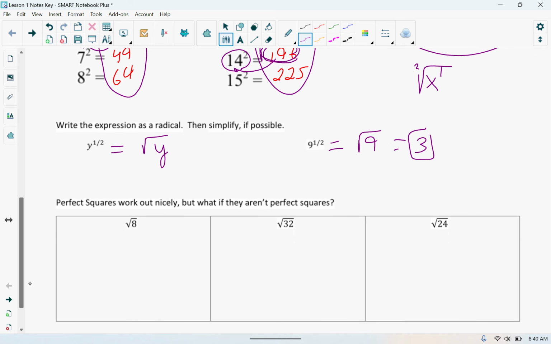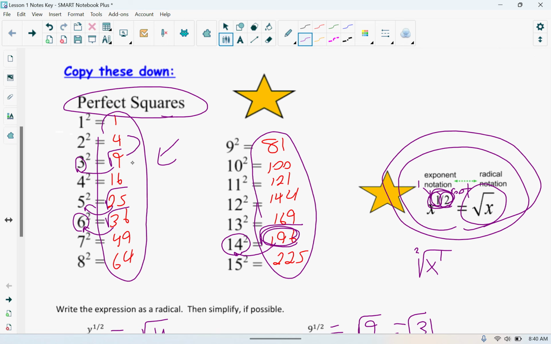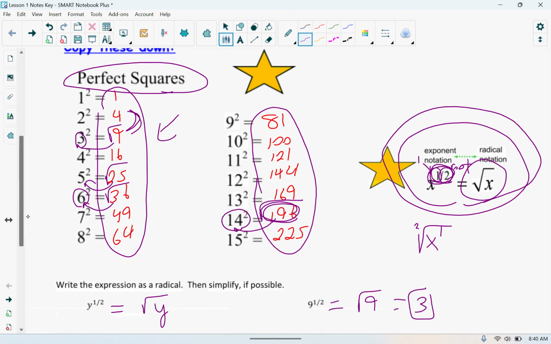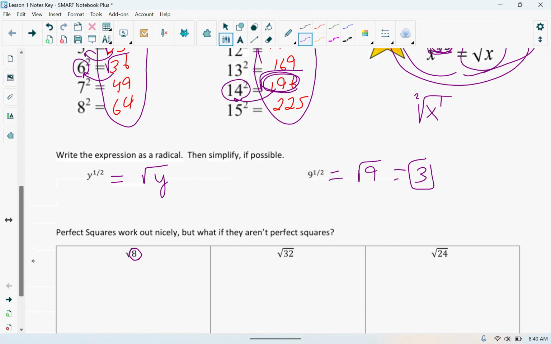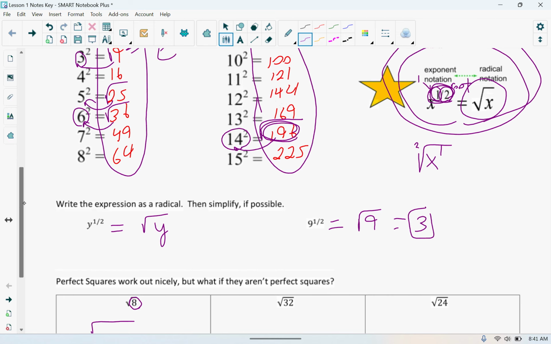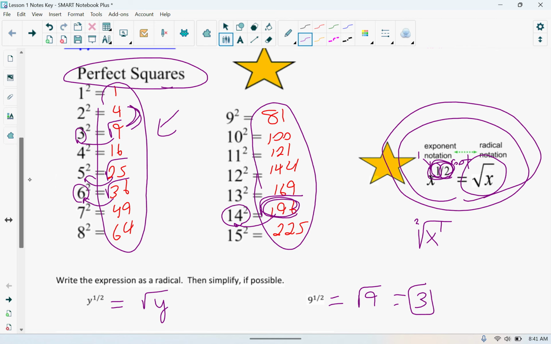So what if, look at this 8, this 8 is not on the list. It jumps from 4 to 9. And so we don't have an 8 as a perfect square. So how do we handle this? We are going to try to find factors that are perfect squares. So think about factors of 8 that are going to make this list.